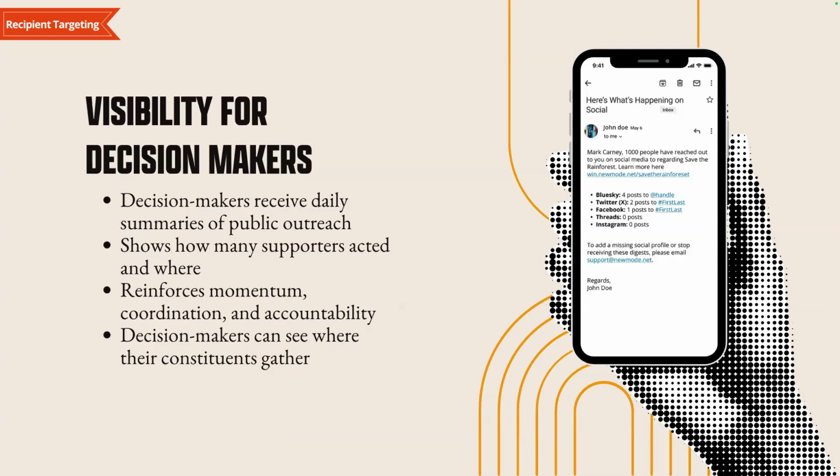So if a decision maker has received a new message that day on any platform, they will receive a daily summary recapping how many people have reached out to them on which platforms so that they know, even if they aren't on those platforms, they can see that conversation happening and they can be aware. So it reinforces that momentum and coordination as well as accountability. If they're saying they don't see it, therefore it doesn't exist, then we're trying to prove to them it does exist. Your supporters or people in your constituency are talking to you or about you, and they want you to take action.